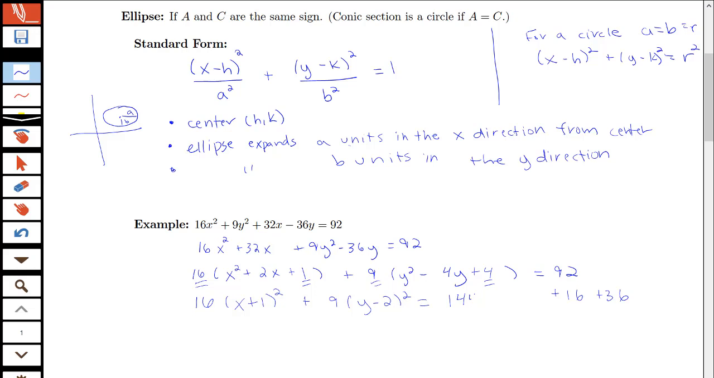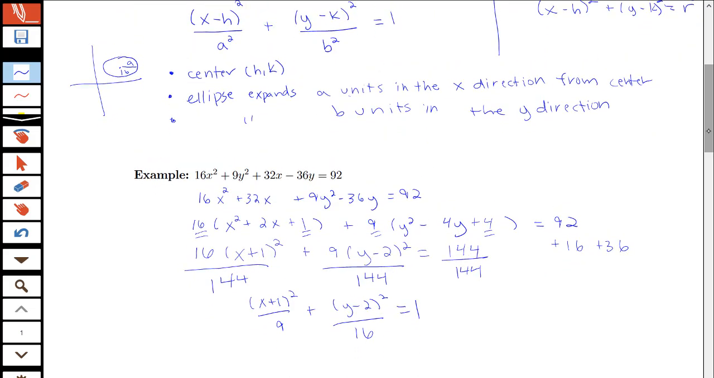Okay, so we're getting close to what our standard form is going to be. I get 144. So to get into our standard form, I want to have 1 on the right-hand side, so I'm going to divide through here by 144, which happens to be 9 times 16. So I'm going to get x plus 1 squared over 9 plus y minus 2 squared over 16 is equal to 1.